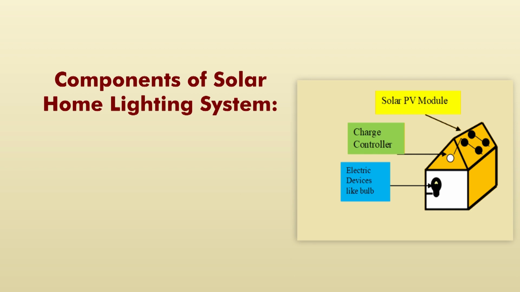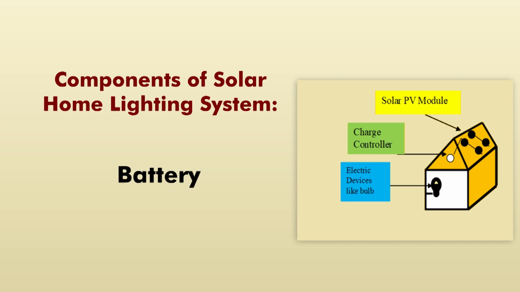The first component of the solar home lighting system is the solar PV module, or you can say the solar cells. As we have already explained, a solar PV module is an interconnection of different solar cells. The second main component of this solar home lighting system is the charge controller, to avoid overcharging. The third component is a battery.